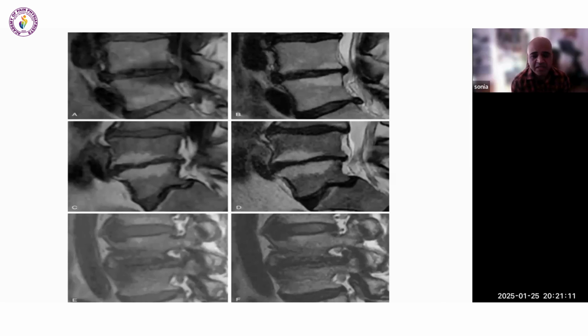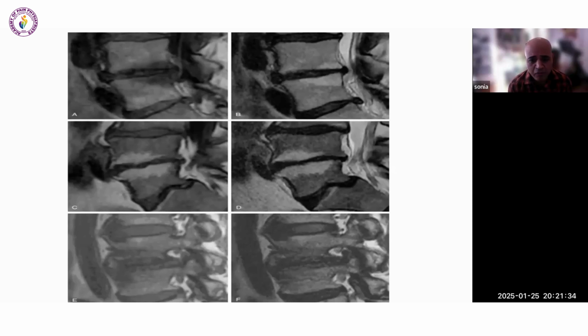Now, SPECT scan is basically, wherever there is increased metabolism or inflammation, there is increased uptake. So normally during type 1 Modic changes, or the acute phase where there is edema and inflammation, the SPECT scan actually shows lightening of the vertebral end plates. So these are the three imaging modalities that can be done.